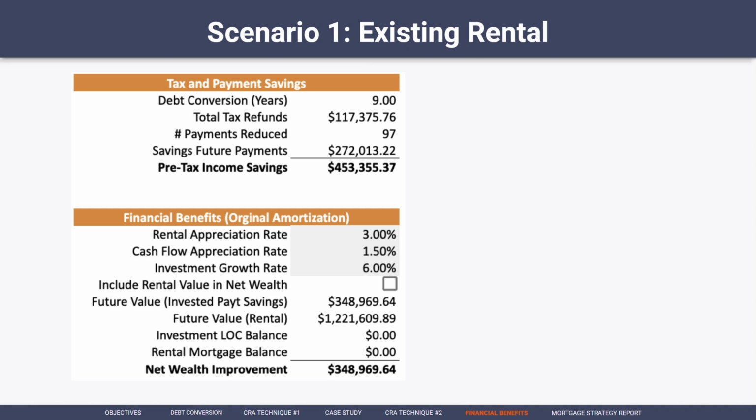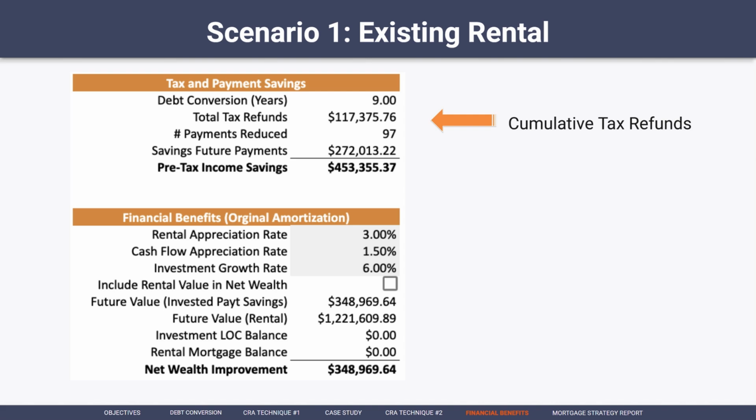The first thing we look at is how long it takes to move the full balance of the mortgage over to the investment line. We call this debt conversion, and depending on how many properties there are, it can typically take anywhere from 6 to 12 years to complete this first phase. In this case, debt conversion is achieved in year 9. This doesn't mean that the mortgage is paid off. It just means that we've reached the point where the debt is completely tax deductible and we're receiving our maximum annual tax refunds.